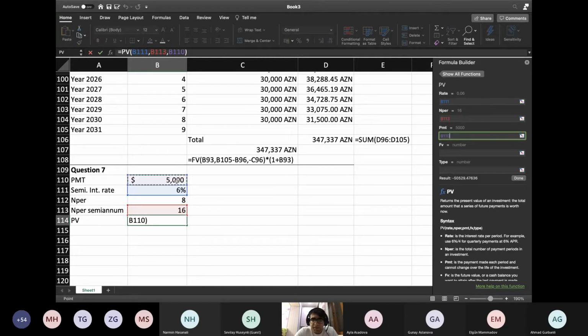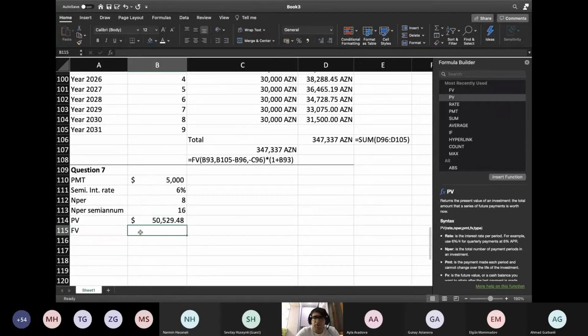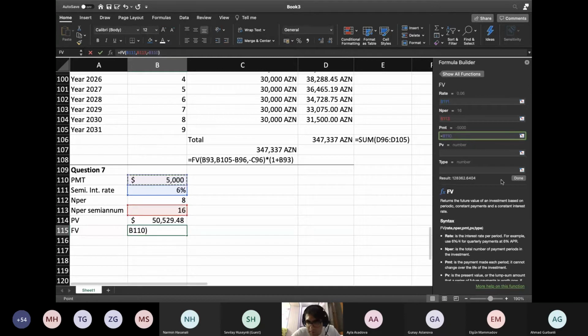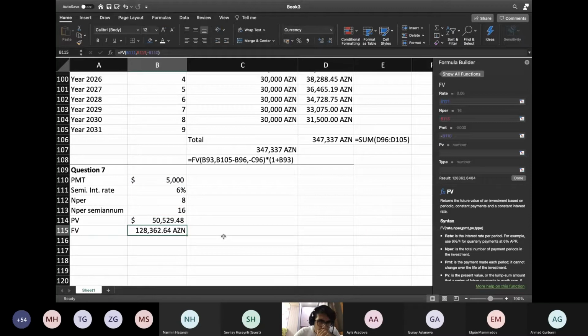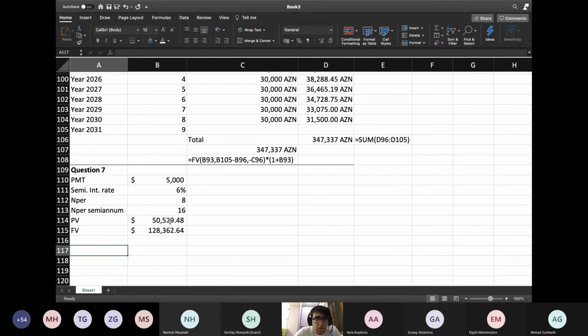We have PMT. Let's make it minus sign so that Excel gives us a positive value. Let me make this dollar. And likewise the future value of these payments. Rate, again, number of periods, 16. Payment minus 5,000. Let's convert this to dollars as well. And here it is. 50,000 is the present value, 128,000 is the future value.